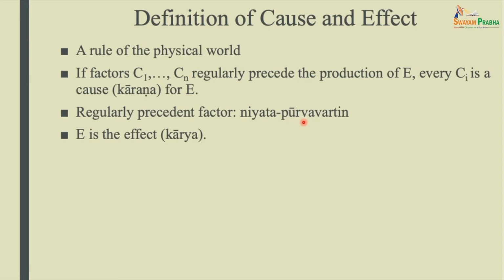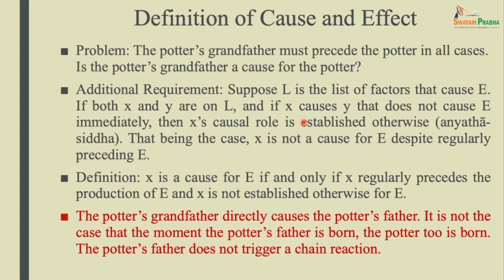So now we can see that we will consider this. But there is a problem. We said that we consider the set of factors that regularly precede the production of E. Now, you can see that the potter's grandfather must regularly precede the potter in all cases, right? So everywhere you see the potter, definitely the origin of the potter was preceded by the potter's grandfather. Had the grandfather not been there, the potter would never exist. The question is, is the potter's grandfather a cause for the potter? The intuitive answer is no, not really. It means you don't need the grandfather to be there when the potter is born, right?